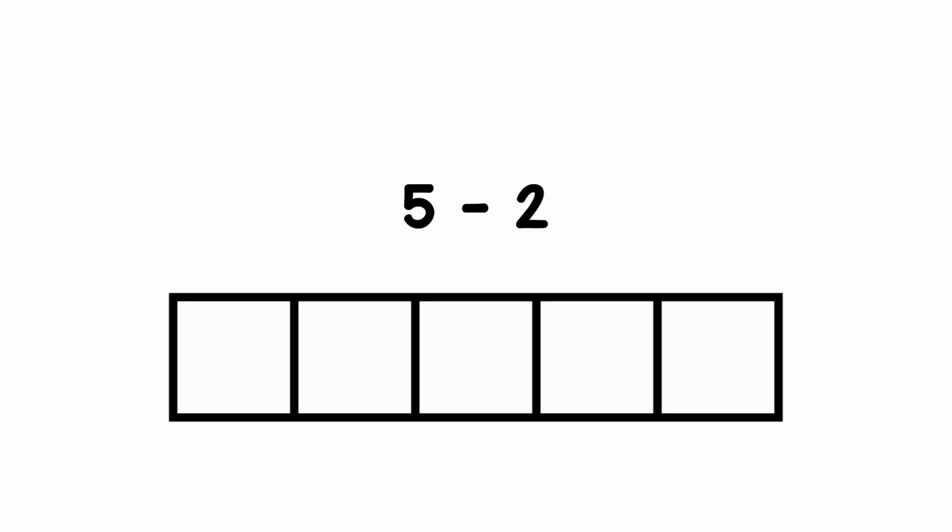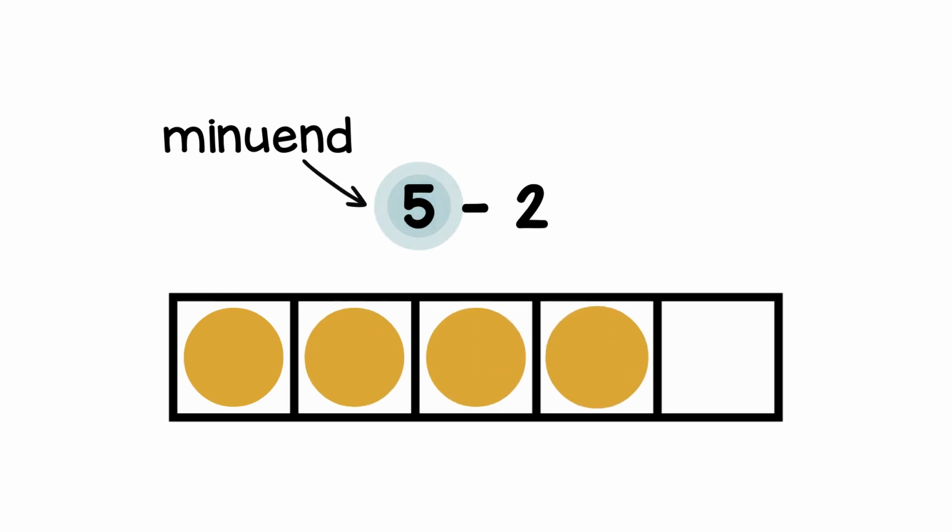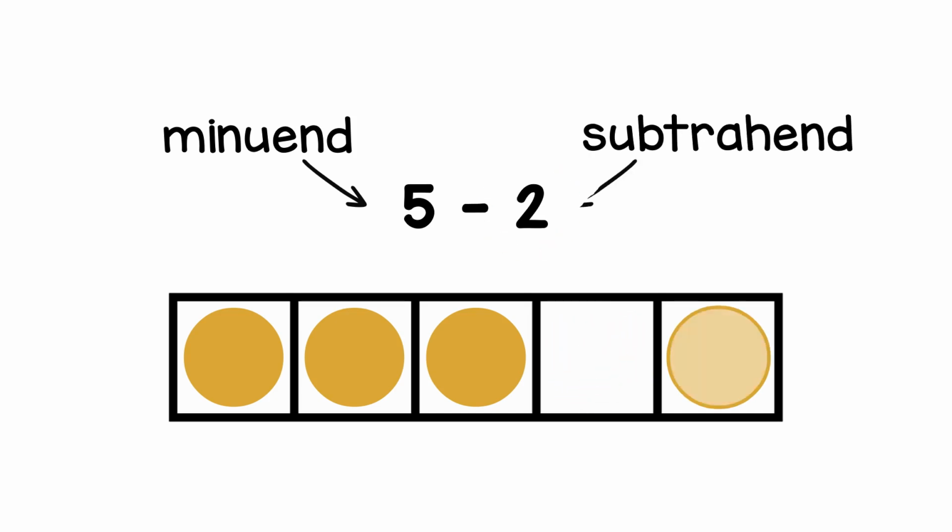The greater number, the minuend, is always your starting point. It's the whole amount you are subtracting from. The amount you are subtracting or taking away from the whole is called the subtrahend.